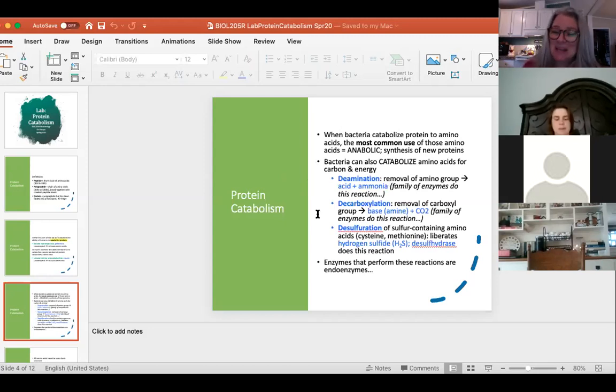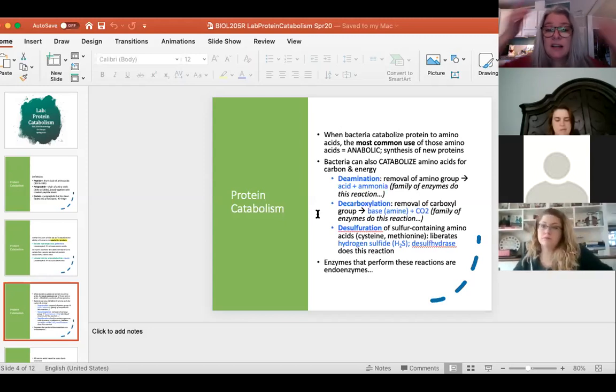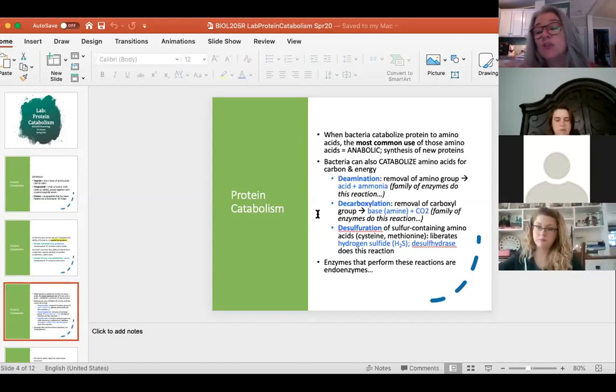Now, decarboxylation, as the name suggests, is a process that removes the carboxyl group from an amino acid. And this time, the product that will be produced is a base, what we call an amine, and carbon dioxide. And again, a whole range of enzymes do decarboxylation, a different enzyme for each amino acid, essentially.